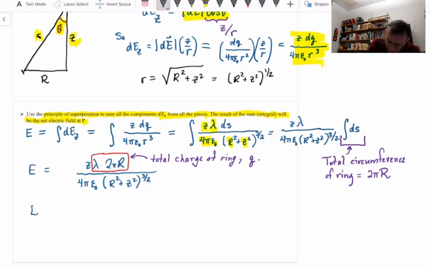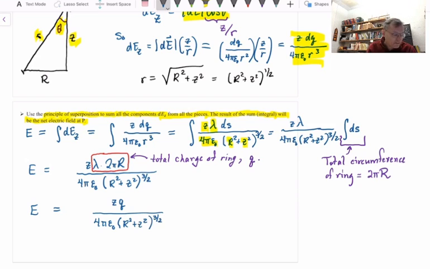So your answer for the electric field up there at the point P is Z times Q over 4 pi epsilon 0 times R squared plus Z squared to the 3 halves. Wow. Okay? And that is on that perpendicular axis of a uniformly charged ring. The ring has total charge Q, has radius big R, and the point you're at is a distance z up from the center.